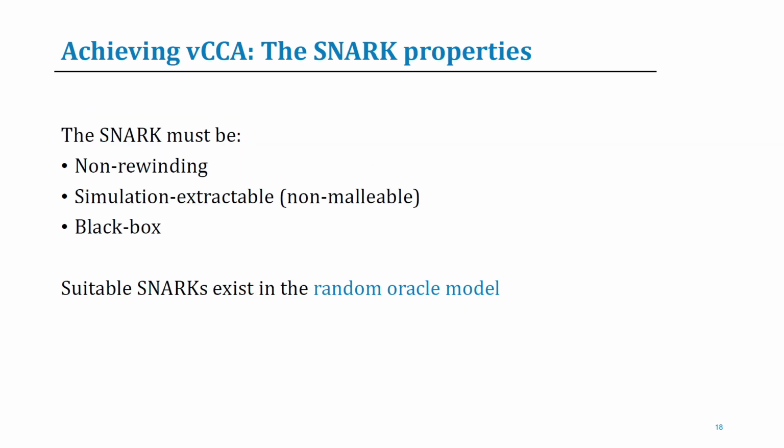We do need some quite strong properties that I'm not going to talk much more about in the interest of time. But all we really need is some kind of extractor for the SNARK that is non-rewinding, simulation extractable, in black box. And it is possible, it exists. There have been some constructions in the random oracle model. So that's why we need the random oracle model.